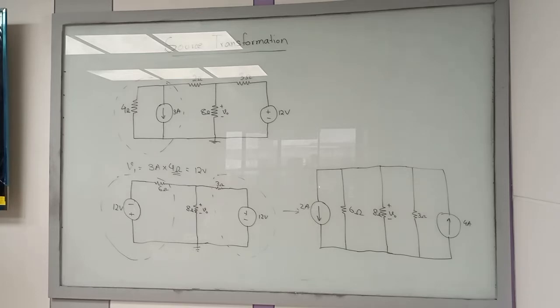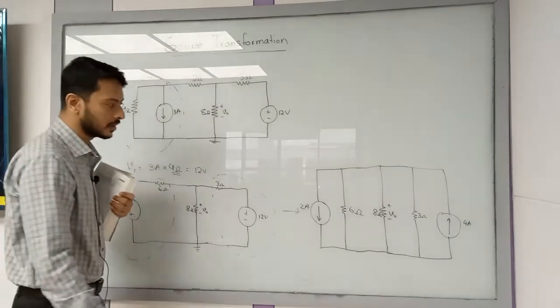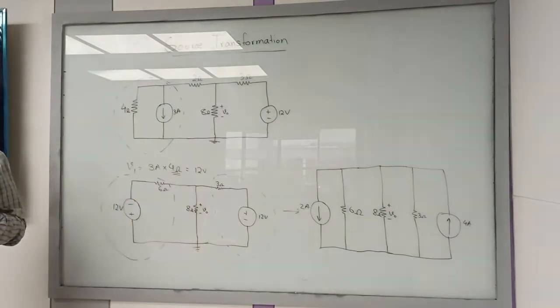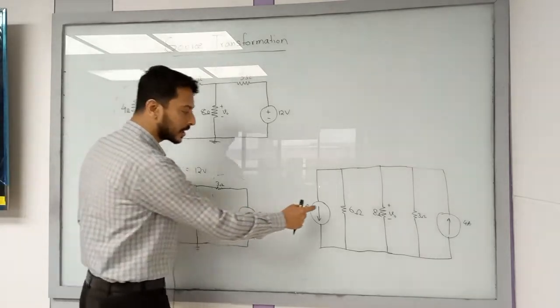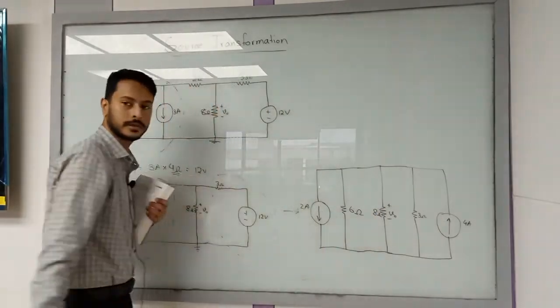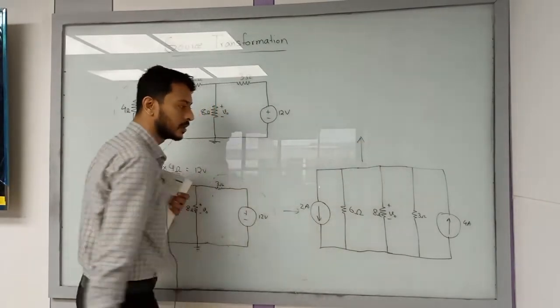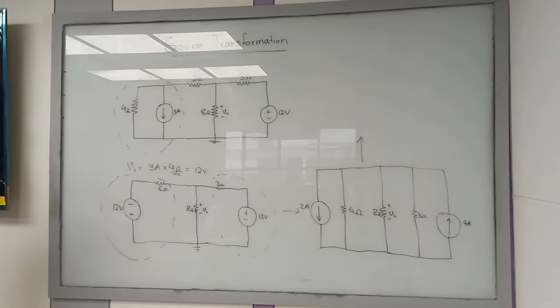The circuit will look like this. These two current sources, you can add them up. Okay? So what will be the resultant current of these two? What will be the resultant current of 4 ampere and 2 ampere?